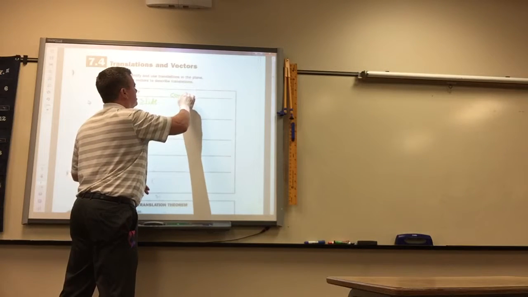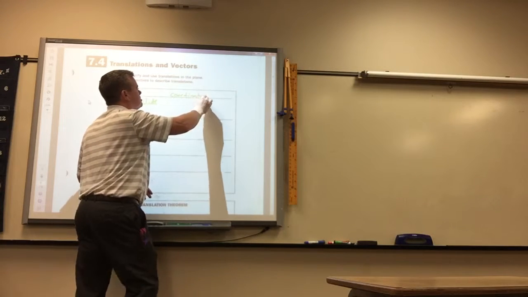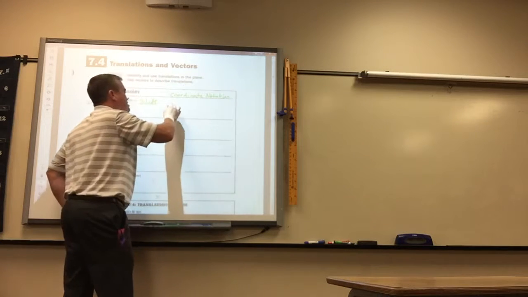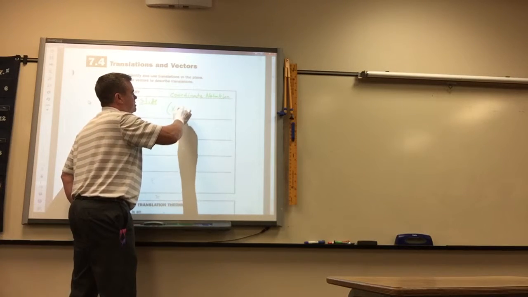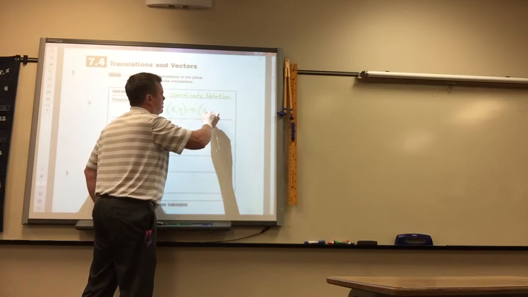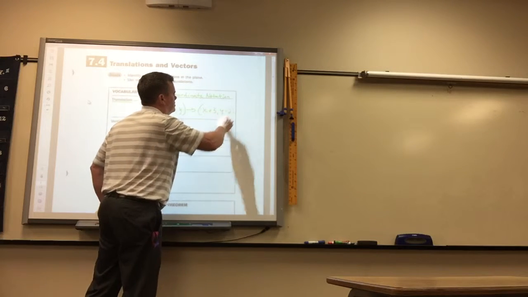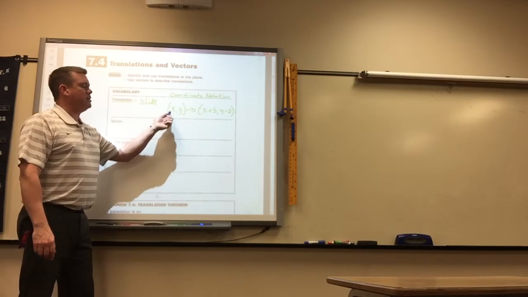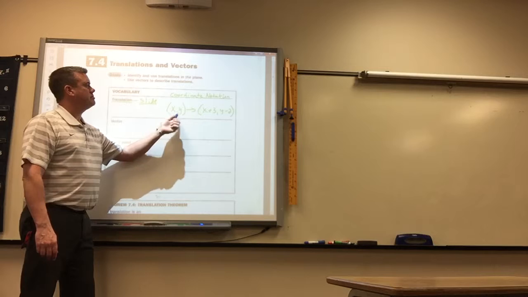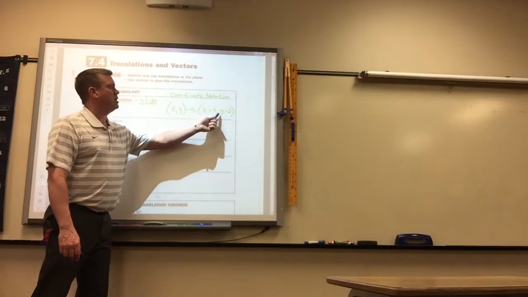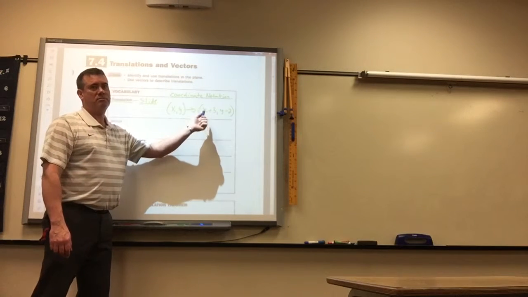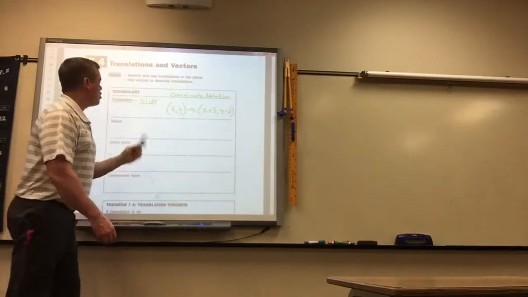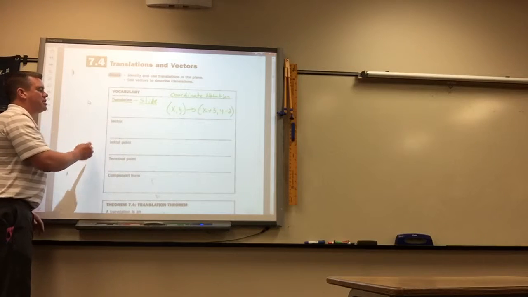Coordinate notation is the long way. So here's an example of a coordinate notation. So, all this means is you take each point on the graph and slide the x's right 3 and the y's down 2. So this just means right 3 down 2, all of this stuff. The short way to write it is as a vector.